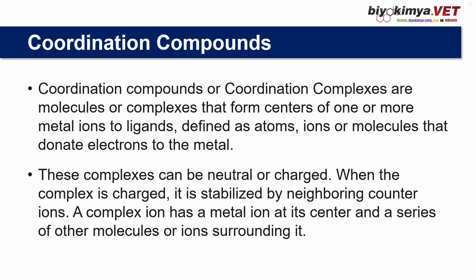A complex ion has a metal ion at its center and a series of other molecules or ions surrounding it. And these can be thought of as being connected to the central ion by coordinated covalent bonds. For information about coordinated covalent bonds, you can look at my website BiyokimyaVET. And in some cases, the bond is actually more complex than that.